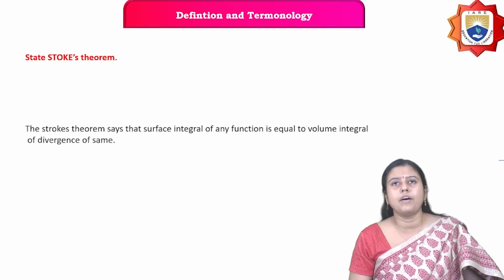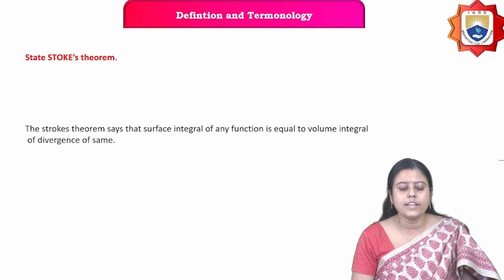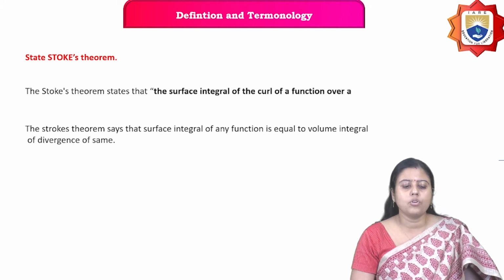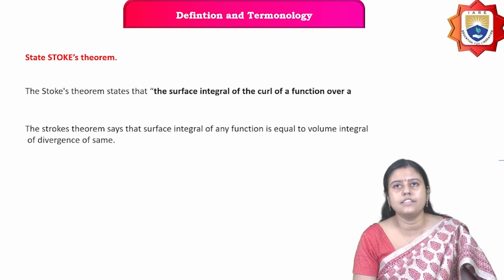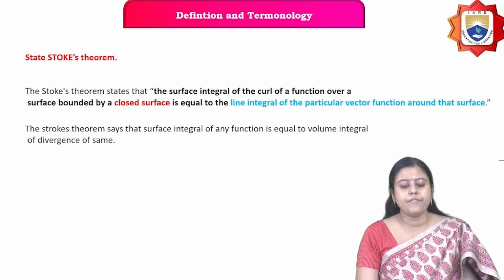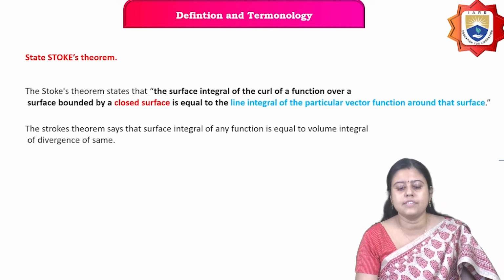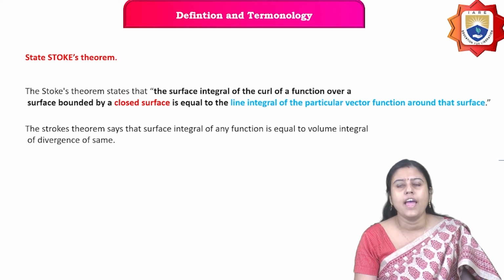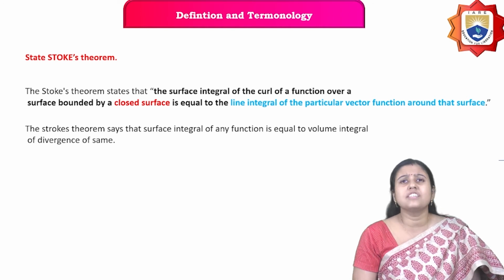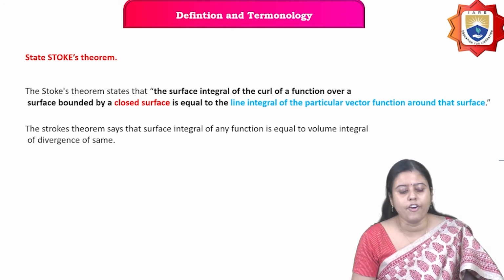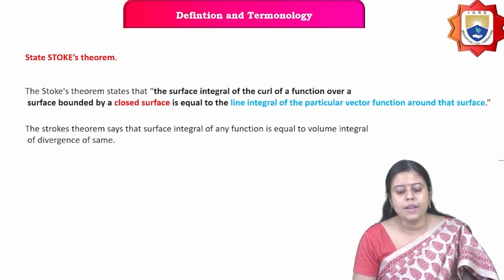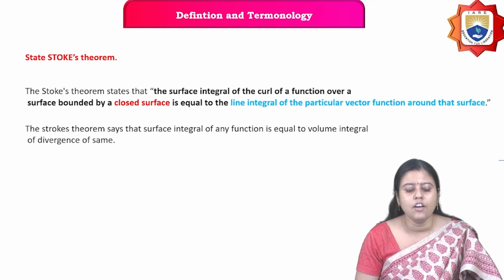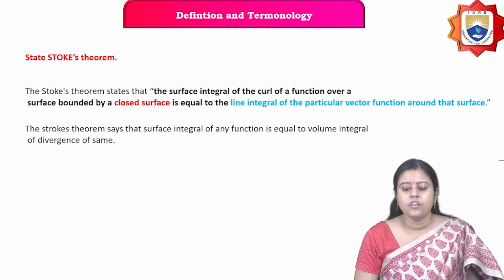Now we will discuss Stokes Theorem. What is Stokes Theorem? The Stokes Theorem states that the surface integral of the curl of a function over a surface bounded by a closed curve is equal to the line integral of the particular vector function around the curve. So this is a big statement. In easy form, it says the surface integral of any function is equal to the volume integral of the divergence of the same. So what does it mean?